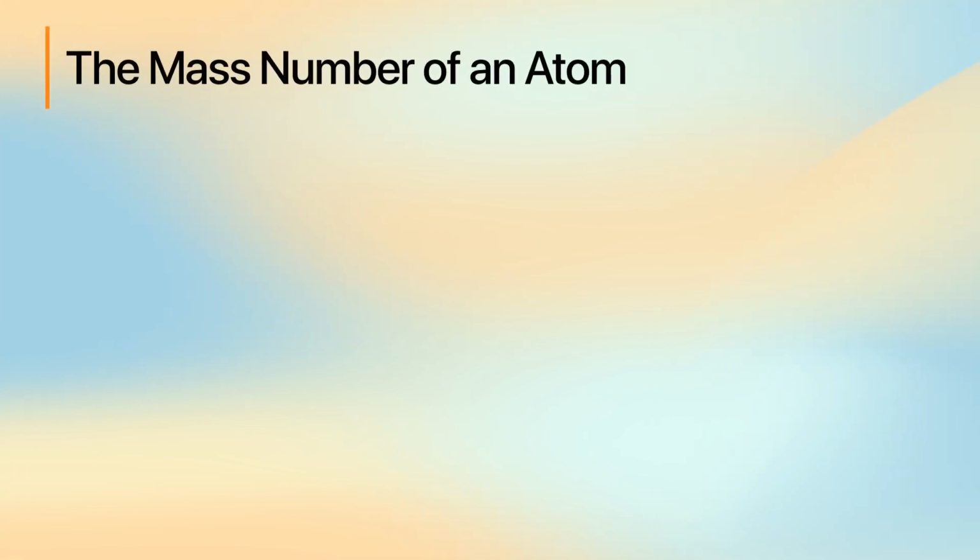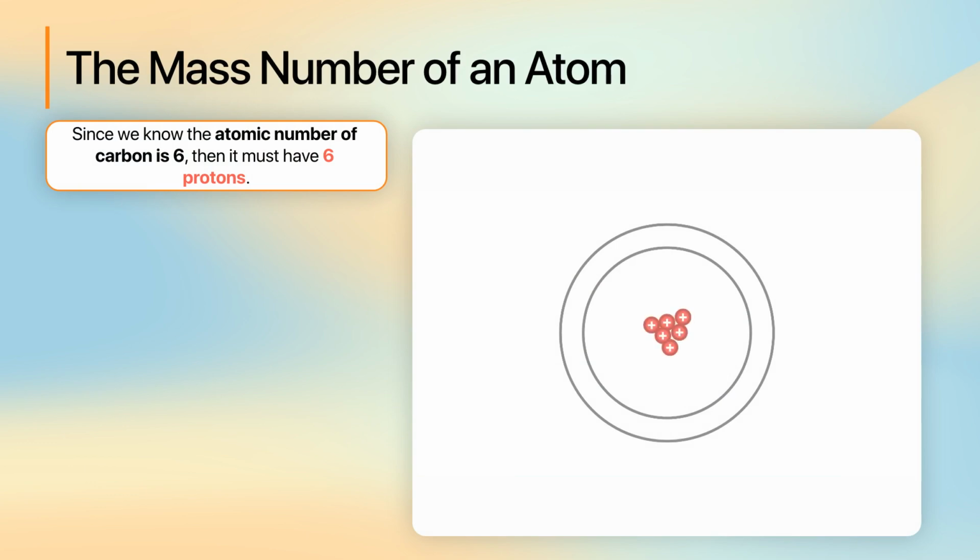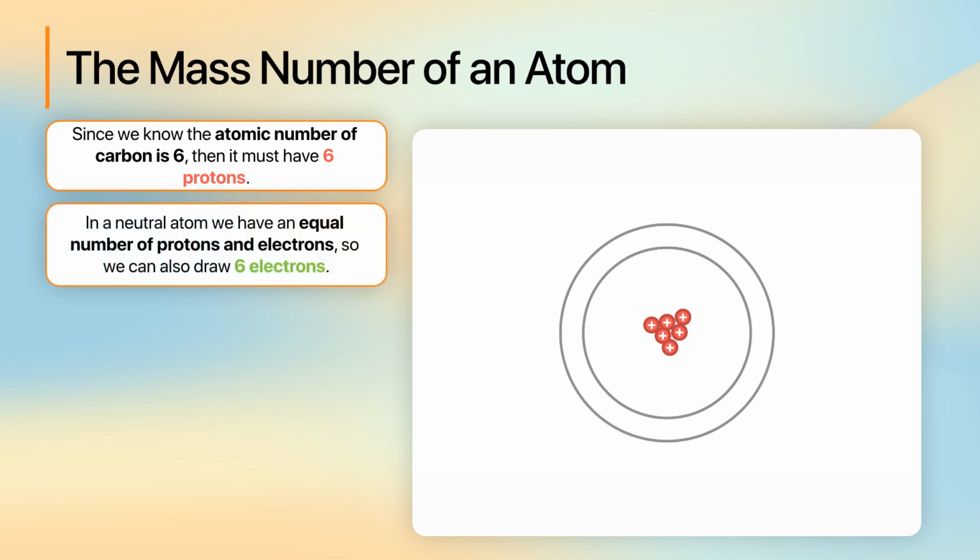Imagine we want to draw an atom of carbon. Since we know the atomic number of carbon is 6, then it must have 6 protons. In a neutral atom, we have an equal number of protons and electrons, so we can also draw 6 electrons in the correct configuration on the electron shells. If you're unsure of this step, then revisit our earlier lesson on electron configuration.